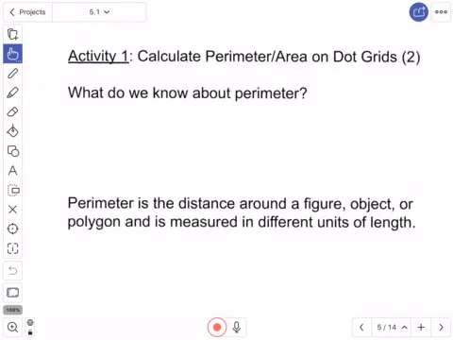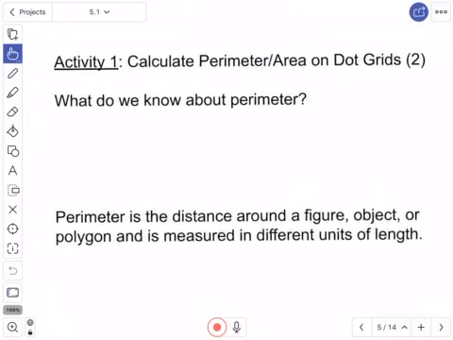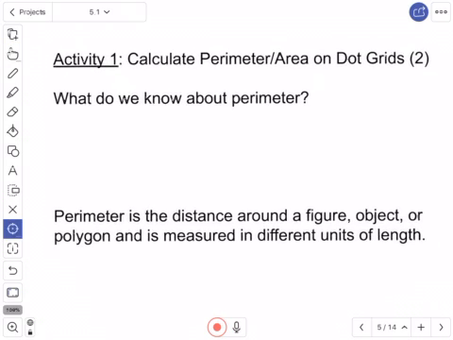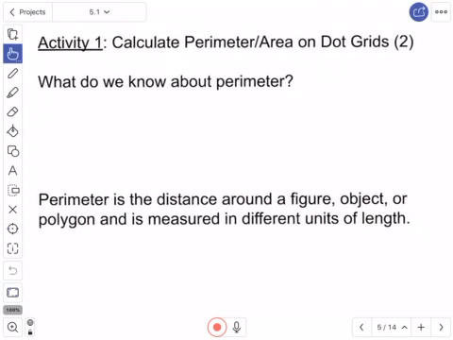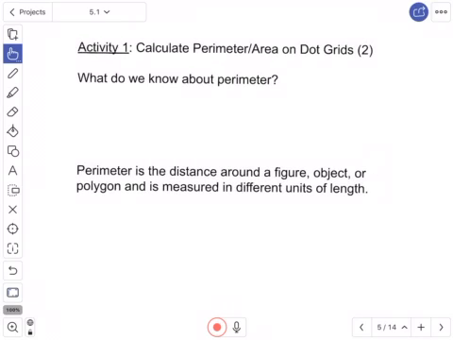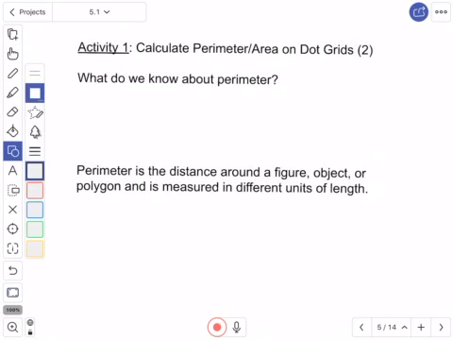These are some things I know about perimeter. Look at that. I am so magical. Actually, I already typed it ahead of time. Perimeter is the distance around a figure, object, or polygon and is measured in different units lengths. So just to help explain some of that too, I'll add a shape here.